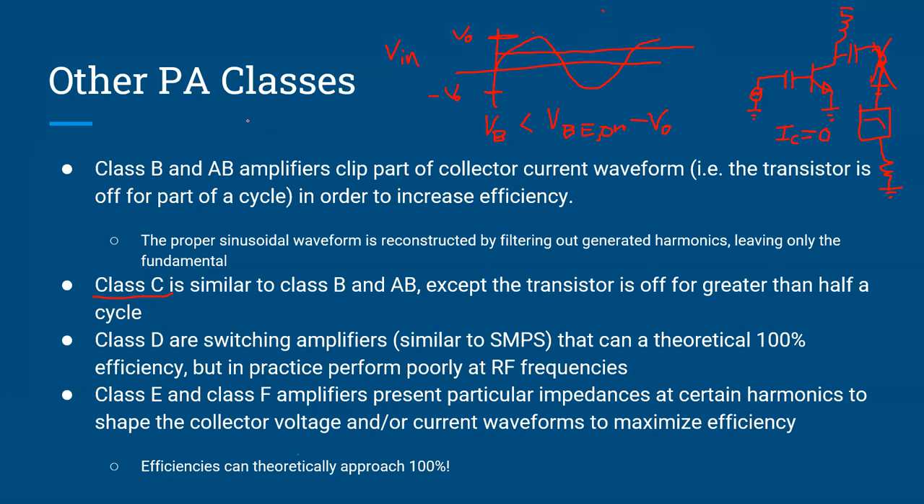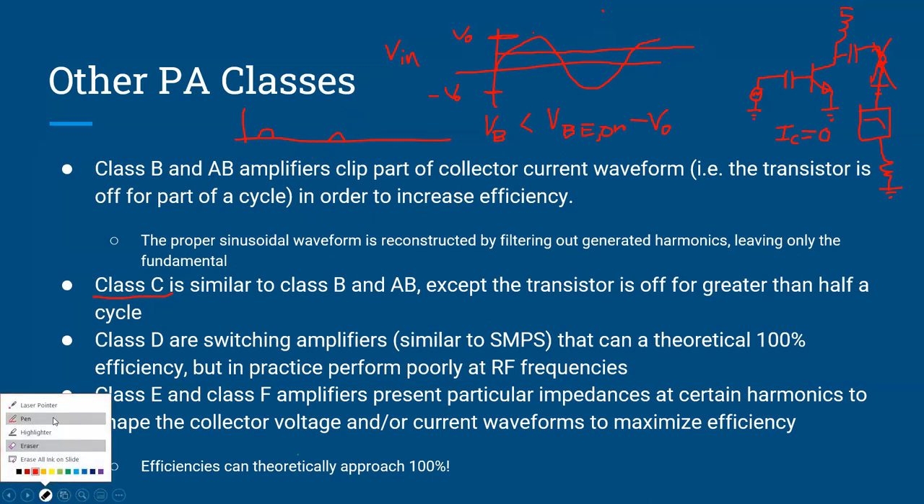So the collector current will end up looking like this. You'll have a little blip and then zero, and then a little blip and then zero, and that repeats. And then you do a whole filtering operation and that'll get you back the actual sinusoid, right? But the advantage here is that the transistor is on for barely a small portion of the cycle, and that increases the efficiency even more. The disadvantage though is that the maximum amount of output power you can get out of this is smaller, the gain is smaller, and so that's the disadvantage.